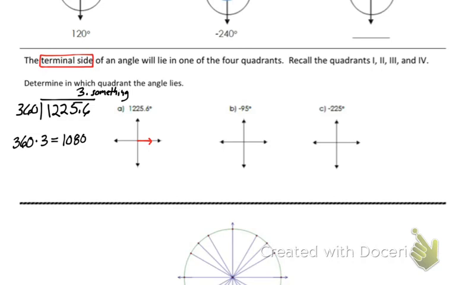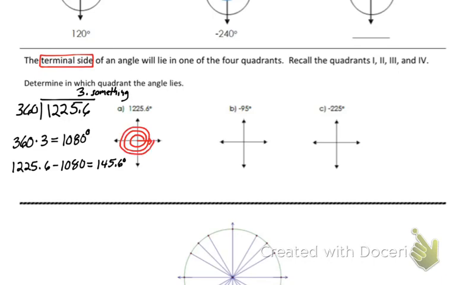So we have 1080 degrees, and you said do the 1225.6 and subtract 1080 from that? It is 145.6. What does it come out to? What did you get? 145.6. So that means that this goes around 3 times. So let's make it go around 3 times. 1, 2, 3.